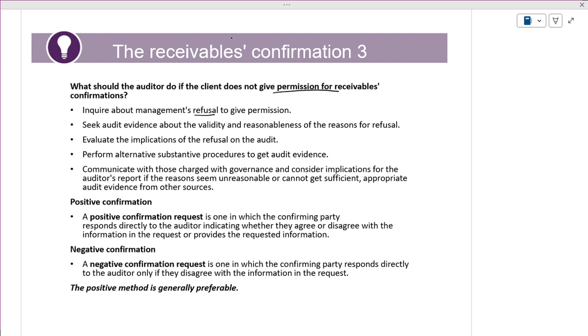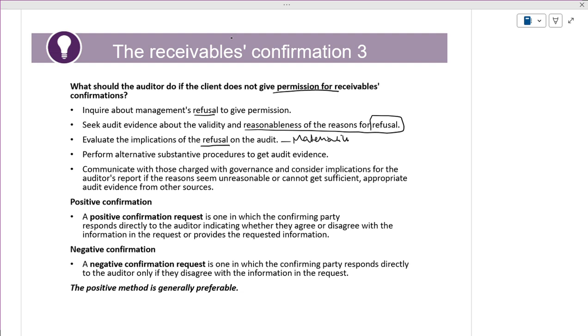Seek evidence whether the reasons for refusal are valid and reasonable. If the client is refusing the auditor's approach, what are the reasons? Evaluate the implications of refusal. If definitely it will have an impact on materiality, that has to be taken care of. Perform alternative procedures. Fine. If you are not getting it, we should not give up.